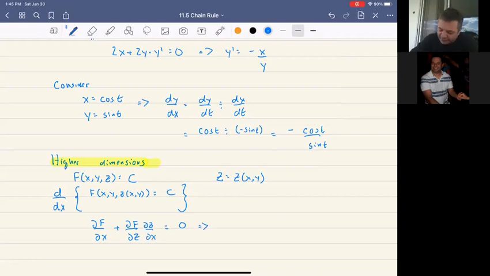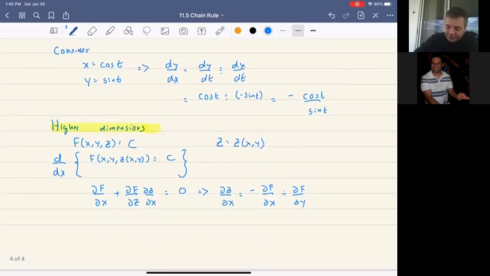Solving for dz dx, or partial of z with respect to x, it's going to be just like we did before: negative partial f with respect to x divided by partial f with respect to z. Similarly, the exact same argument, partial z with respect to y is negative partial f with respect to y divided by partial f with respect to z.